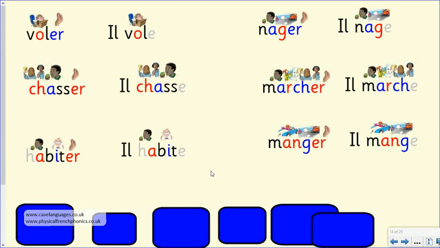It walks, it swims, it lives, it eats, it flies, and last one, it hunts.